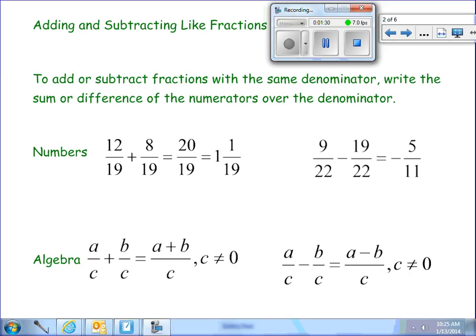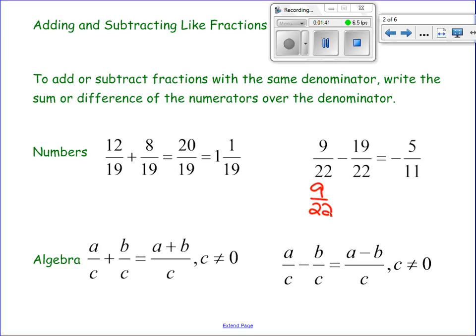Our second example would be subtracting fractions with the same denominator. 9 over 22 minus 19 over 22 equals negative 5 over 11. When subtracting fractions with a common denominator, you use the same rule as subtracting integers. You add the opposite. So 9 over 22 plus a negative 19 over 22. Different signs, so you subtract. 19 minus 9 would be 10 over 22, negative, and then you simplify.